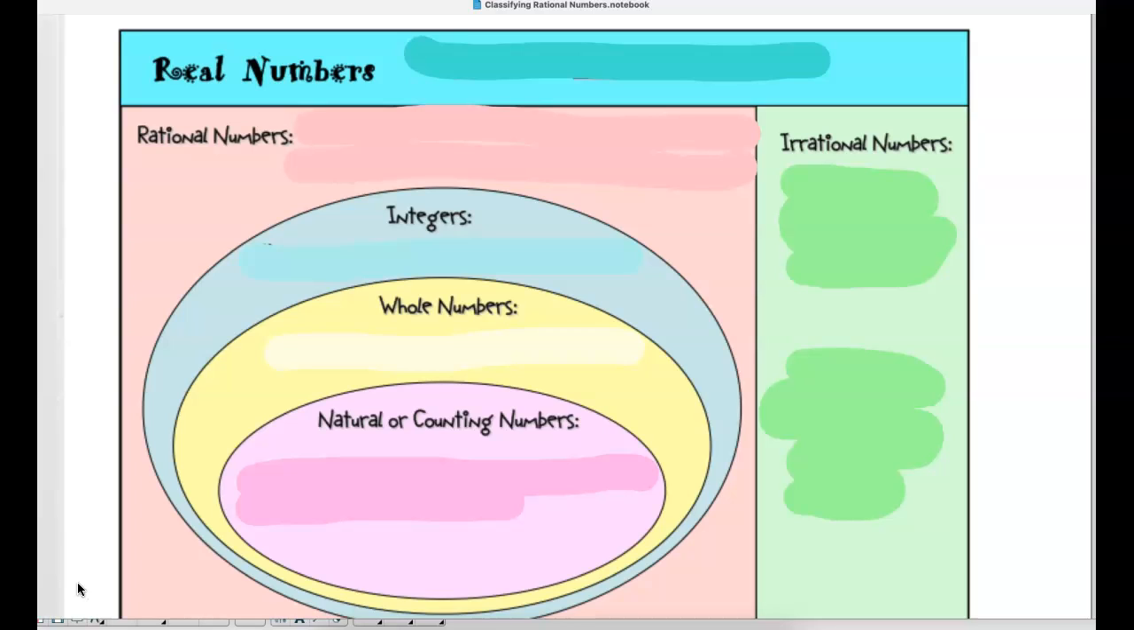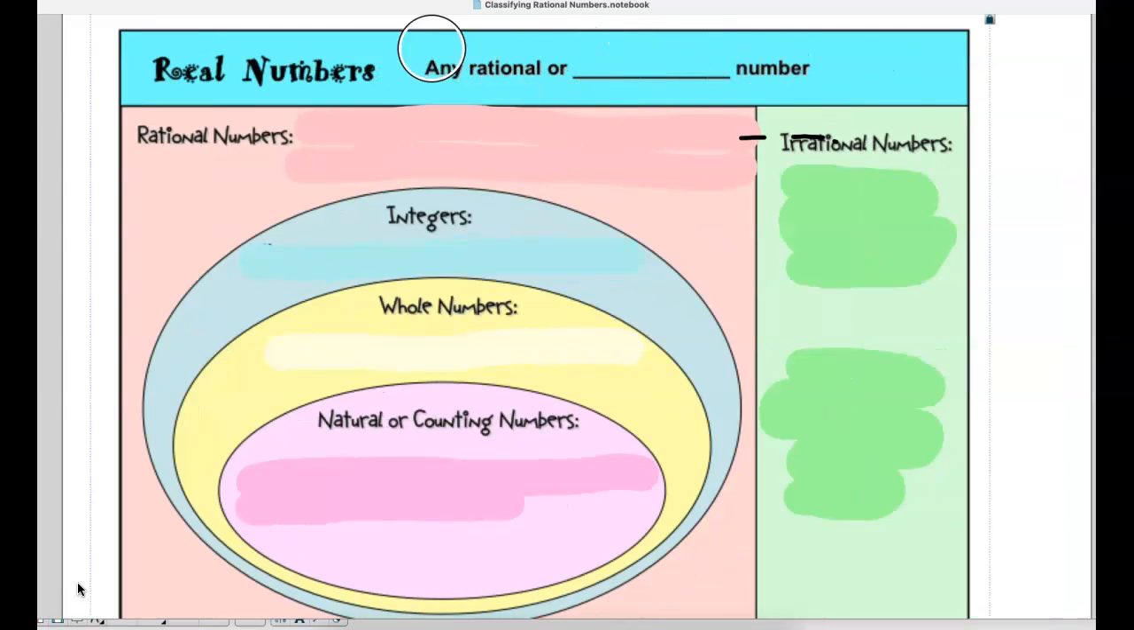So we need to understand what real numbers are, and then we need to know that underneath real numbers are all these other categories. Okay, so let's start with a real number. And you have this. Real numbers are considered any rational or irrational number. Any rational or irrational number. Okay, so fill in that blank.